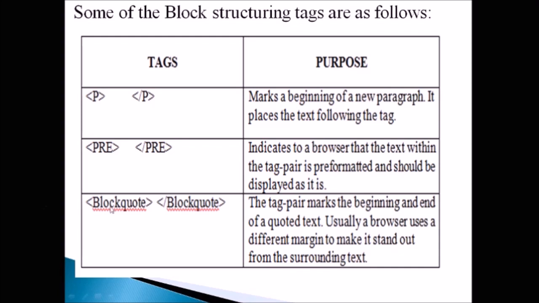Okay, and then the next tag is blockquote. Okay, this tag pair marks the beginning and end of a quoted text. Okay, usually a browser uses a different margin to make it stand out from the surrounding text. Likewise, to margin a particular paragraph or to highlight a particular paragraph, we can use this tag. Okay, these are block structuring tags.